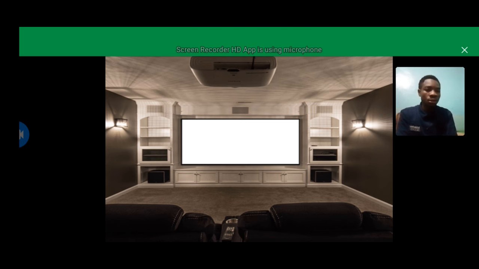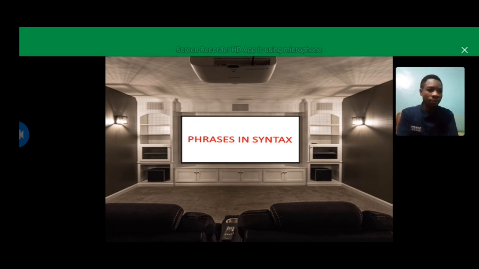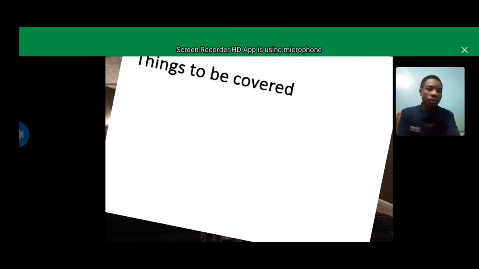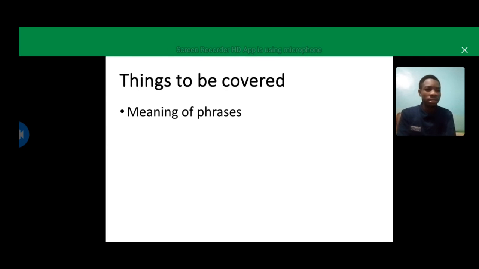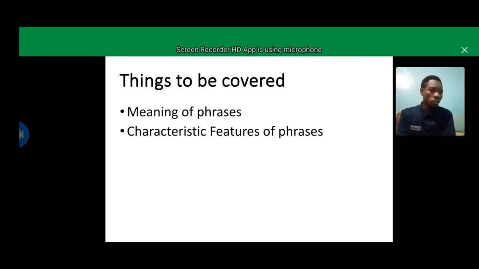In today's lesson, I would like to talk about phrases in syntax. And in this lesson today, my concern will be on three things. Firstly, I'm going to figure out the meaning of phrases. Secondly, I'm going to figure out the characteristic features of phrases. And thirdly, to wind up my lesson, I will figure out the types of phrases.